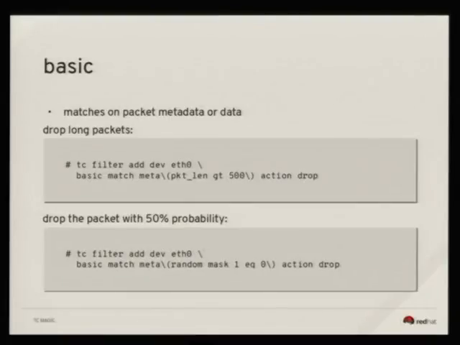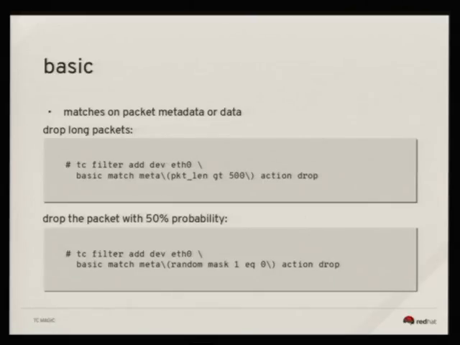What filters do we have? The basic filter is called basic. It can match on packet metadata or data. So metadata first. What is metadata of a packet? For example, packet length, or whether it's broadcast or multicast, some kind of marks and so on. So, for example, this filter allows us to drop all packets that are longer than 500 bytes. It's quite useless, but that's just an example.